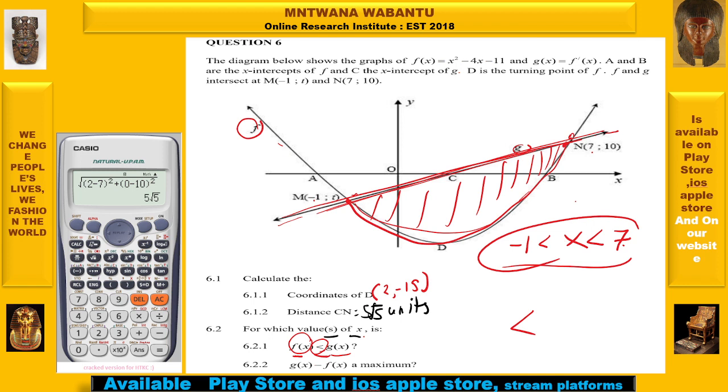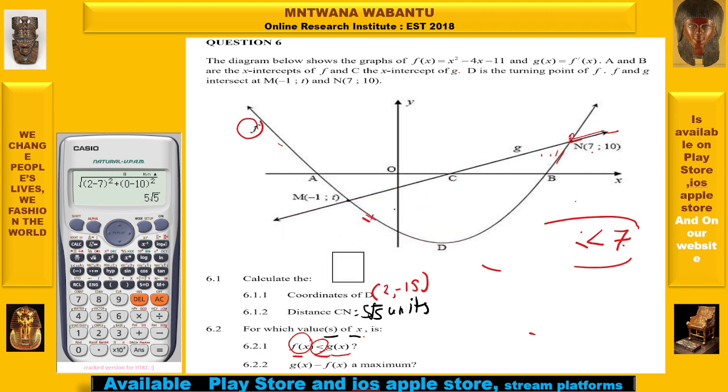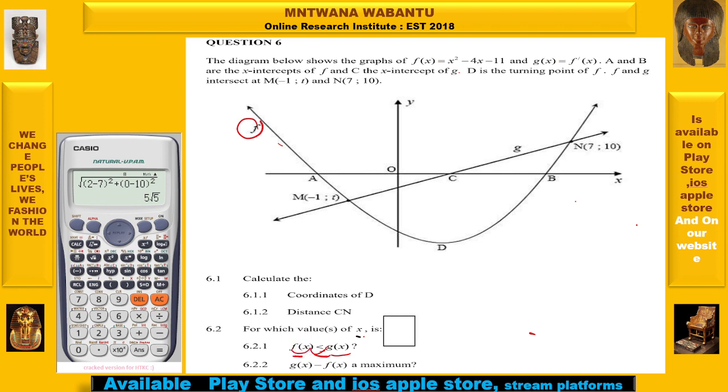Okay, now let's go for the last one. Look at the last one. They say g of x minus f of x maximum. They say find the value of x where g of x. Don't worry about this maximum, we're going to do it later. For now, just find g of x minus f of x.